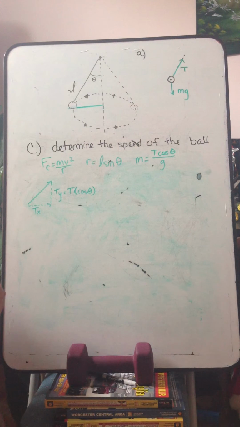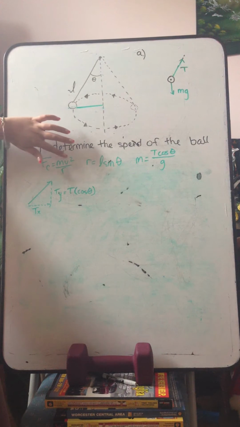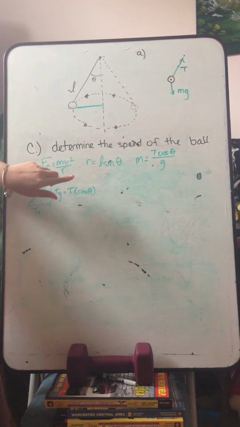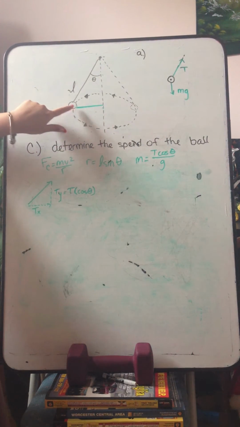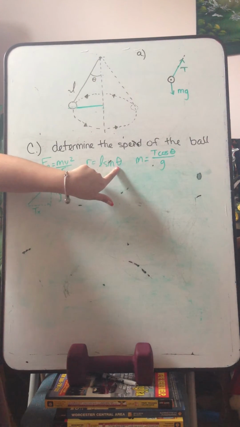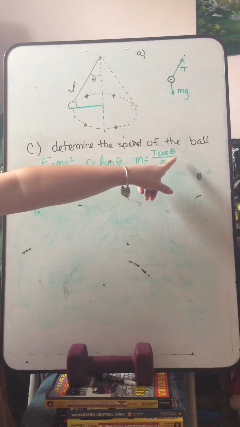Part C of this problem says to determine the speed of the ball. Three things you're going to need to know in this part: centripetal force, which says that mass times the velocity squared over r is equal to the centripetal force, mv squared over r. R is the radius of the circle in which the ball goes around, its vertical, and that's going to be equal to L sine theta. And m of the ball, which we found in part B, is equal to T cosine theta over g.